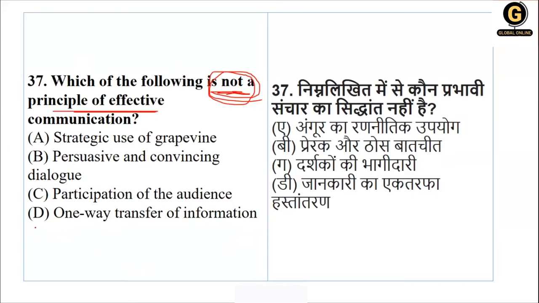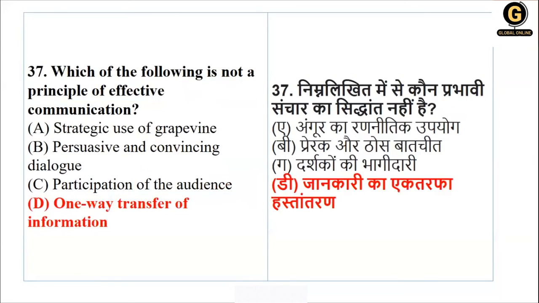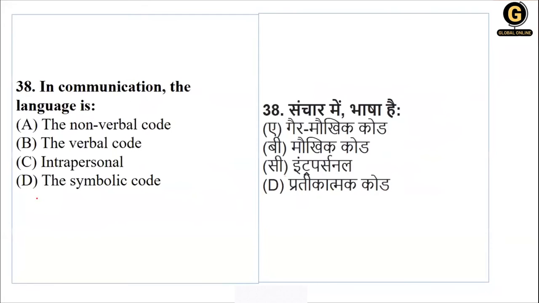So कभी भी हमने पढ़ा है communication always has to be a two-way process. तो यहाँ पे grapevine is accepted. Sometimes informal communication चलता है. Okay, pervasive होना चाहिए, participation of audience होना चाहिए. तो कौन सा accept नहीं होगा? One way. Why? Because communication has to always be a two-way process. Okay, so option number D is your right option.